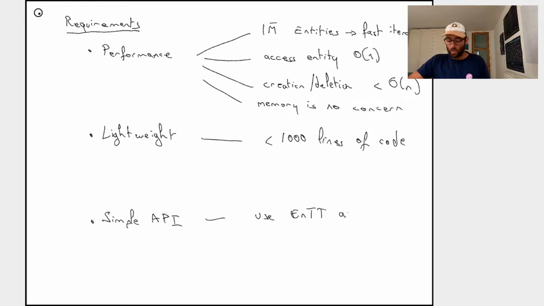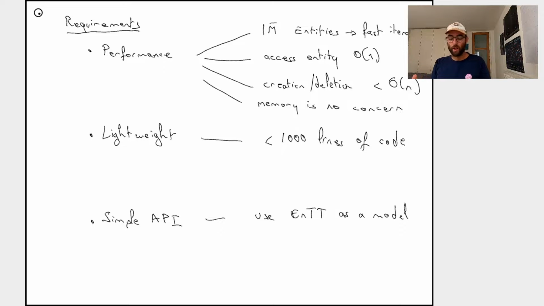And then for the simple API, essentially, we're going to try to stick to the ENTT API. We're going to use it as a model, and we're not going to be very original in that regard. But it's very simple and pretty user friendly. So why not just reuse it? All right, so these are our requirements.